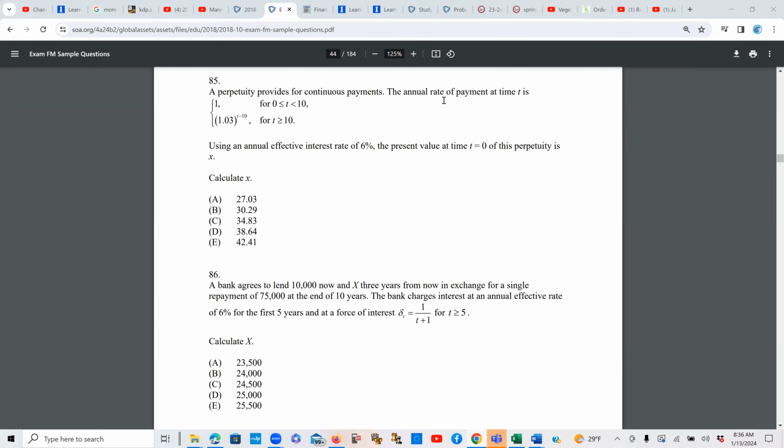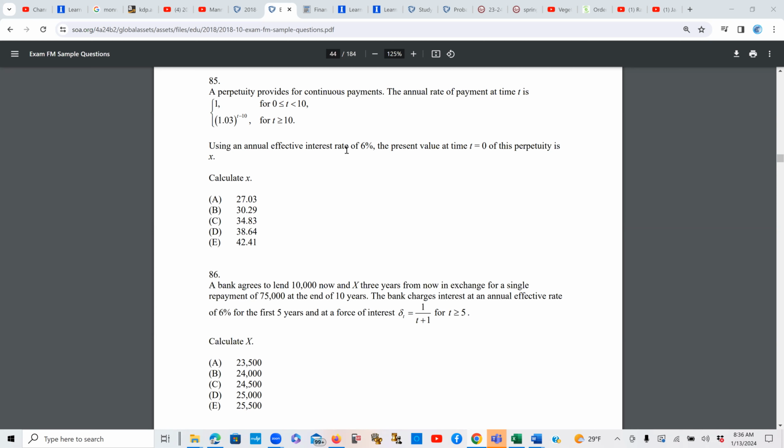Perpetuity provides continuous payments. The payment rate is given by this piecewise function. Using annual effective 6%, the present value is x, calculate x. So here, the payment rate between time 0 and 10 is constant. The interest rate is always constant.